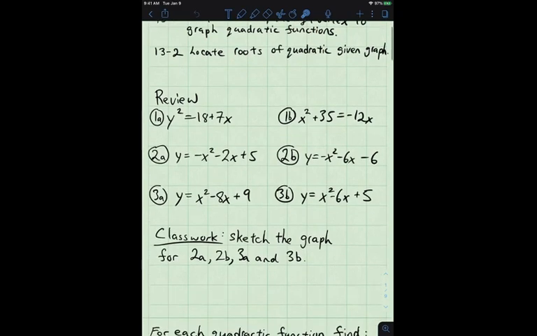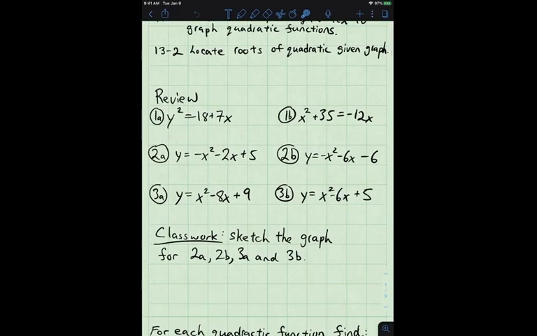Here's the first part of your classwork. You are factoring and solving for x in these 6 problems. And then for the later part, for questions 2 and 3, you are graphing these.